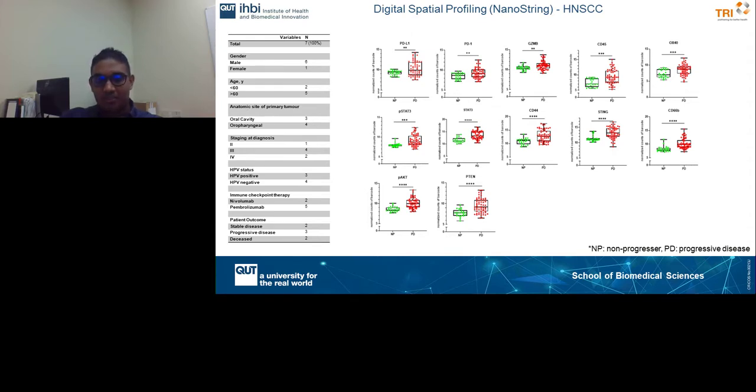So now we're looking at these markers at a greater depth and really trying to understand spatially where they are and what other cells are recruited within these regions. And PD1 and PDL1 at the top of this graph here, and granzyme B too.